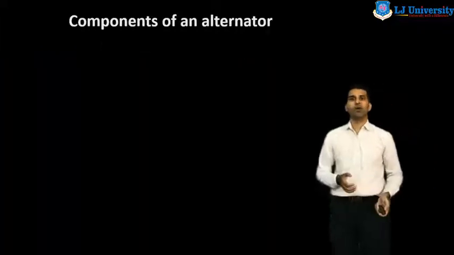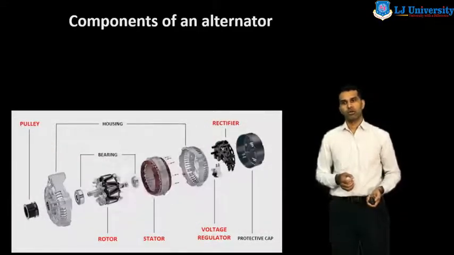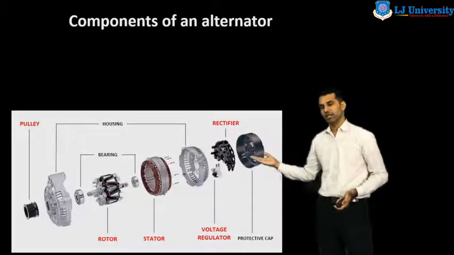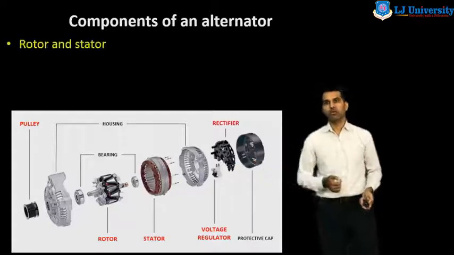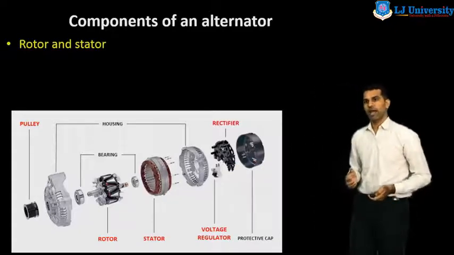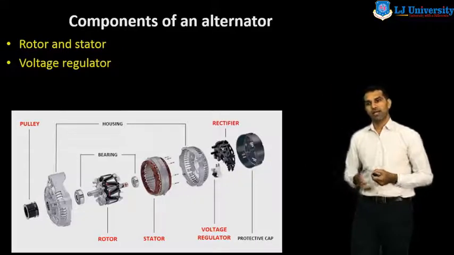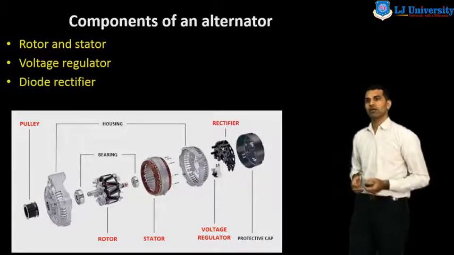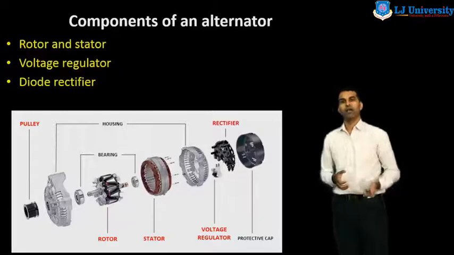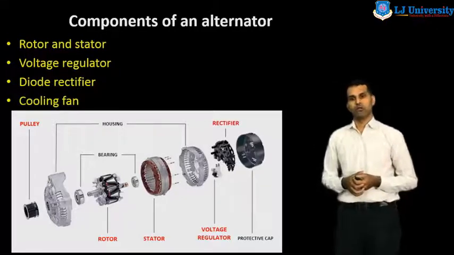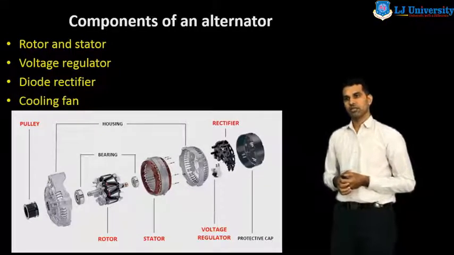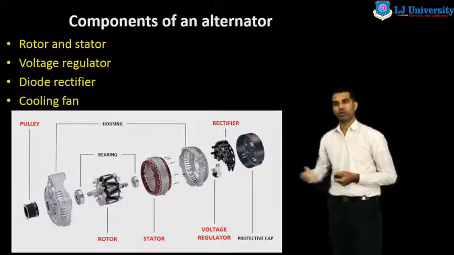Now, the components of the alternator. There are different components we can see in this figure. The first one is the rotor and stator. The second one is the voltage regulator. The third one is the diode rectifier. And the fourth one is the cooling fan. Here we mainly discuss these components.